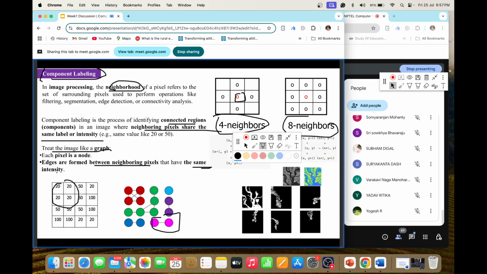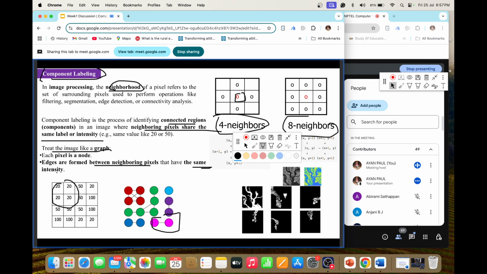These are different component labeling techniques shown here. This is our original image, this is our segmented image, and these are different component labeling results. In this picture, let's say the intensity value shown in white is 200, so all 200 values are shown in white. Here 110 values are shown in white, here 100 values are shown in white, like that. So this is known as component labeling. Is it clear to all of you?